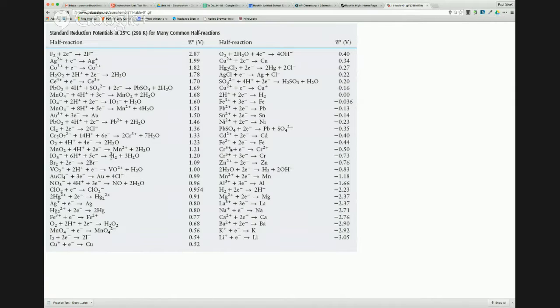All right. So these are all written as reductions. So we need to flip them to oxidations. If we do that, remember we flip the sign, which means that the I minus has a negative 0.54. The more positive it is in its reduction form, the more negative it's going to be in the oxidation form.